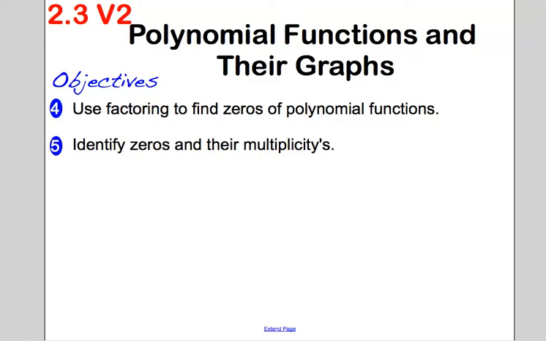This is section 2.3, and this is the second video in this function. Today we're going to continue talking about our polynomials, and now today we're going to focus on finding the zeros, so finding the x-intercepts. It's going to help us decide a little bit better what's going on in the middle of our graph. Remember, yesterday we talked about the end behaviors.